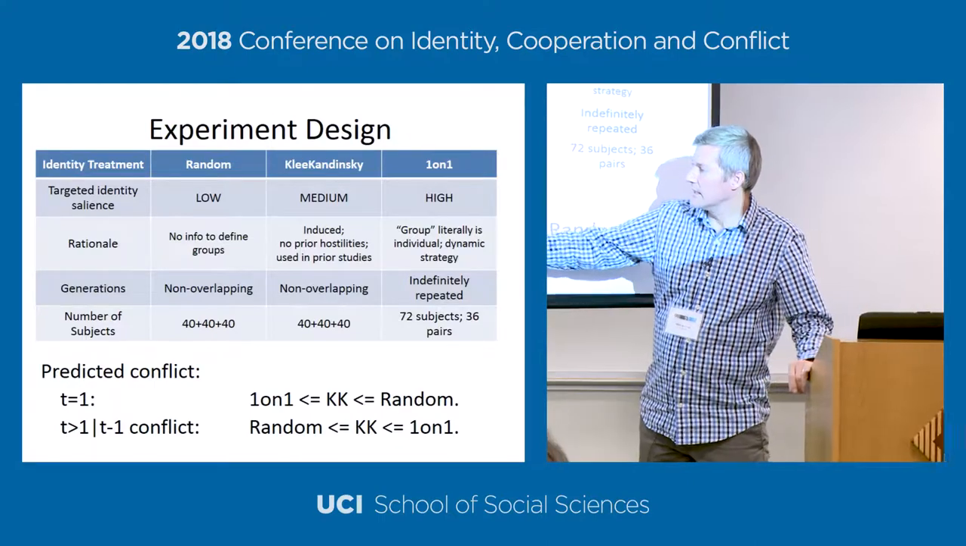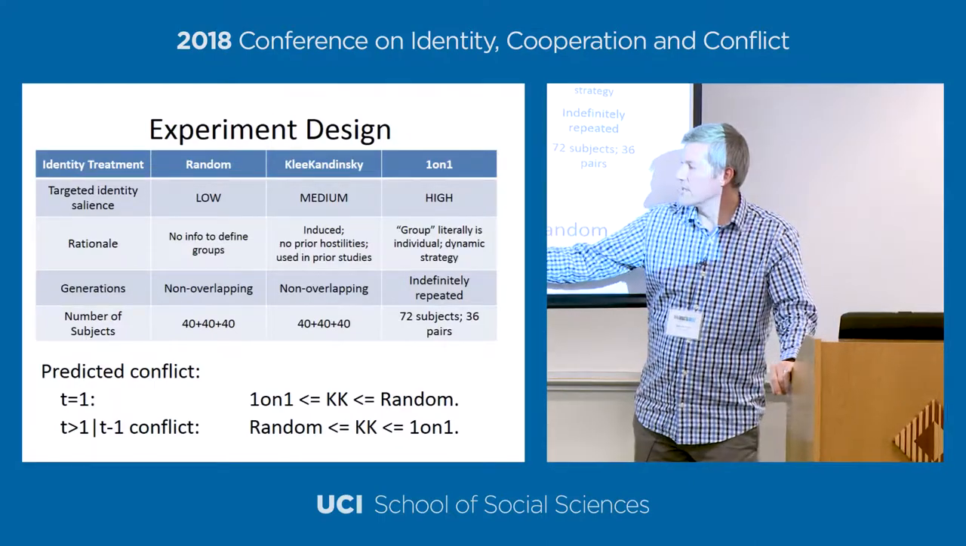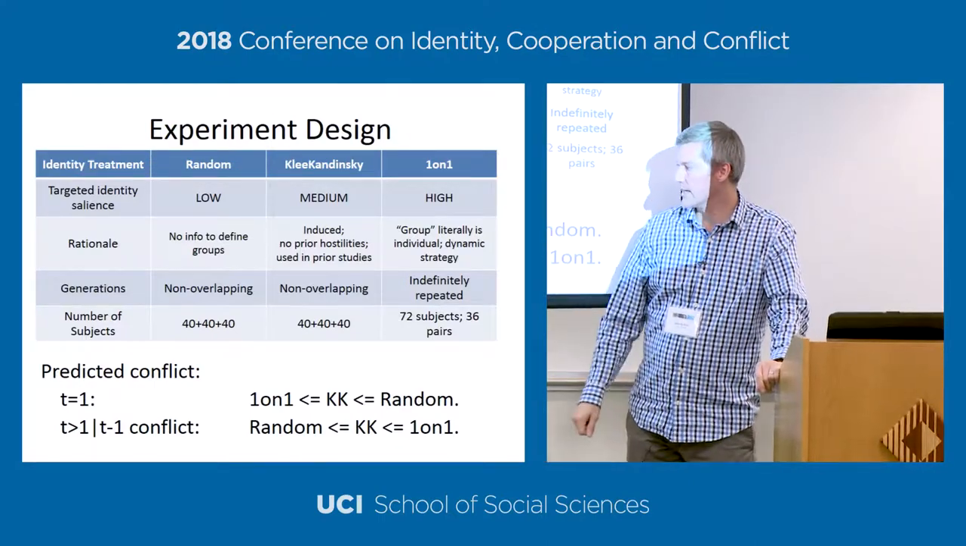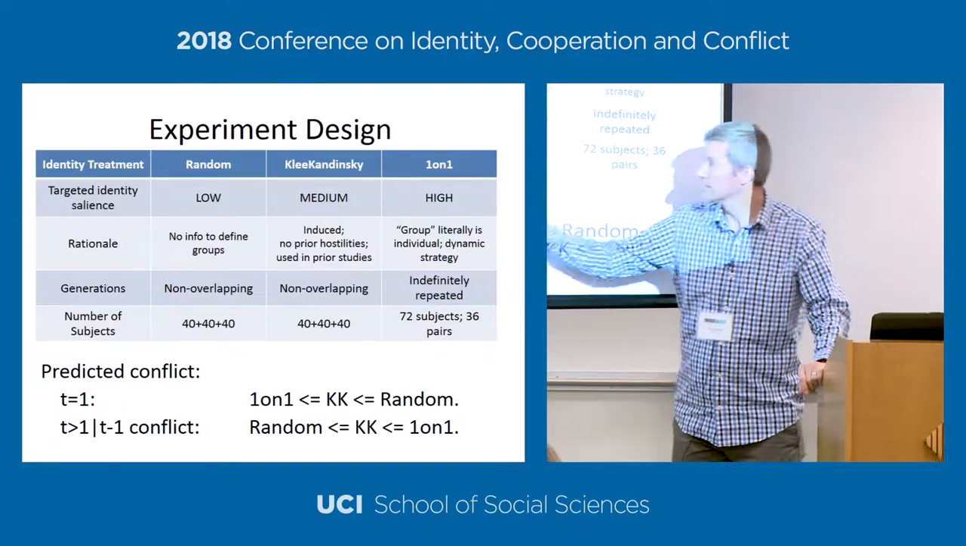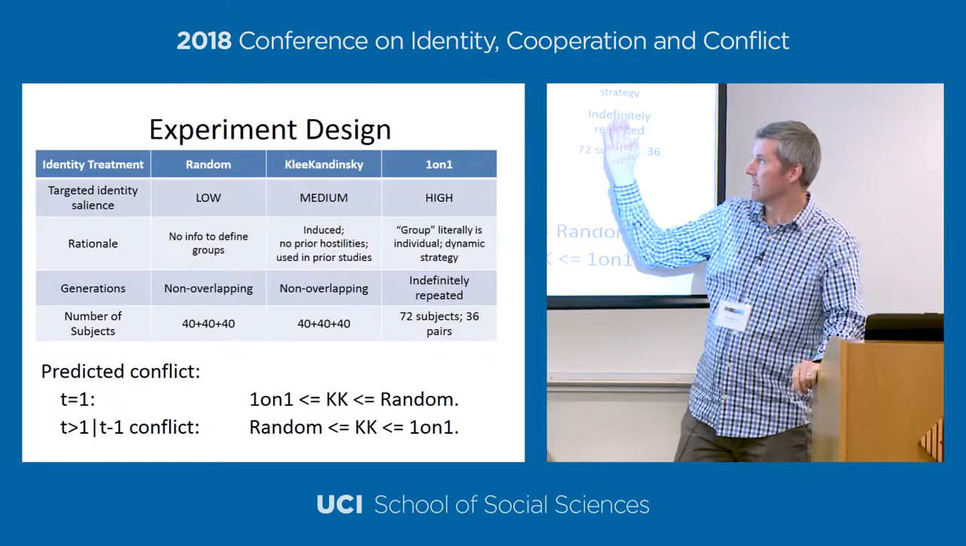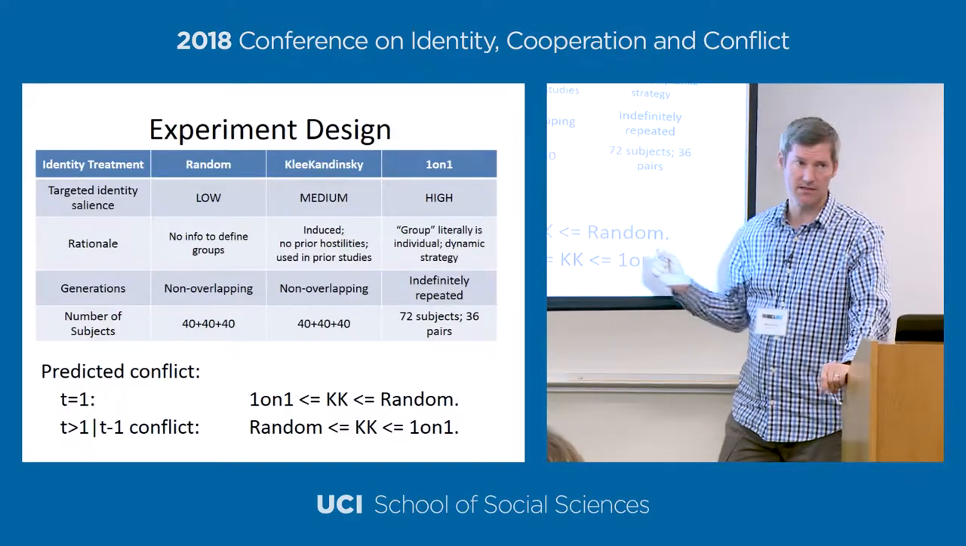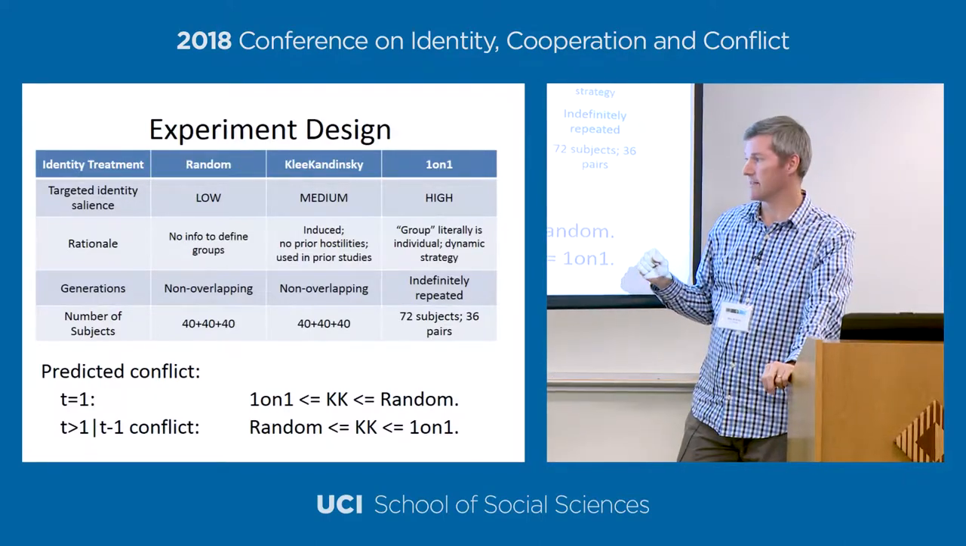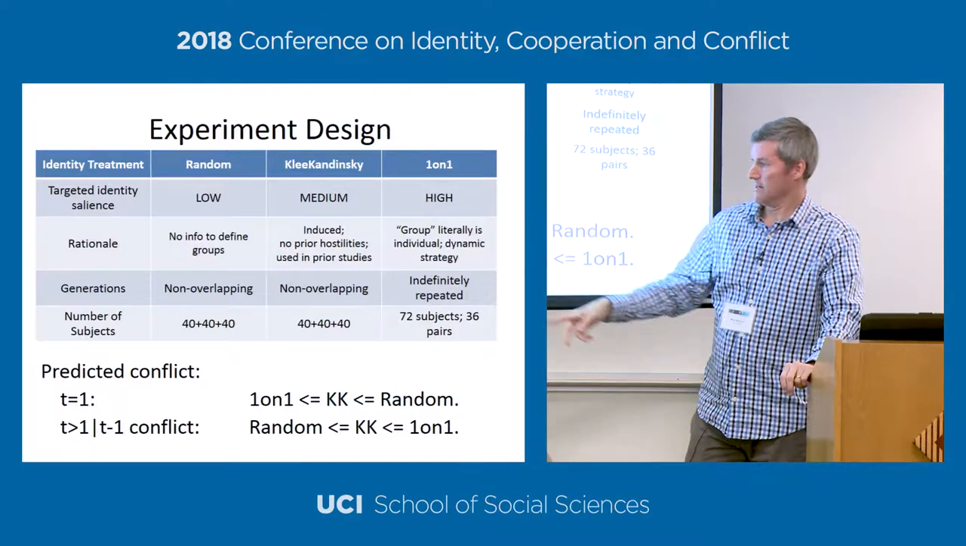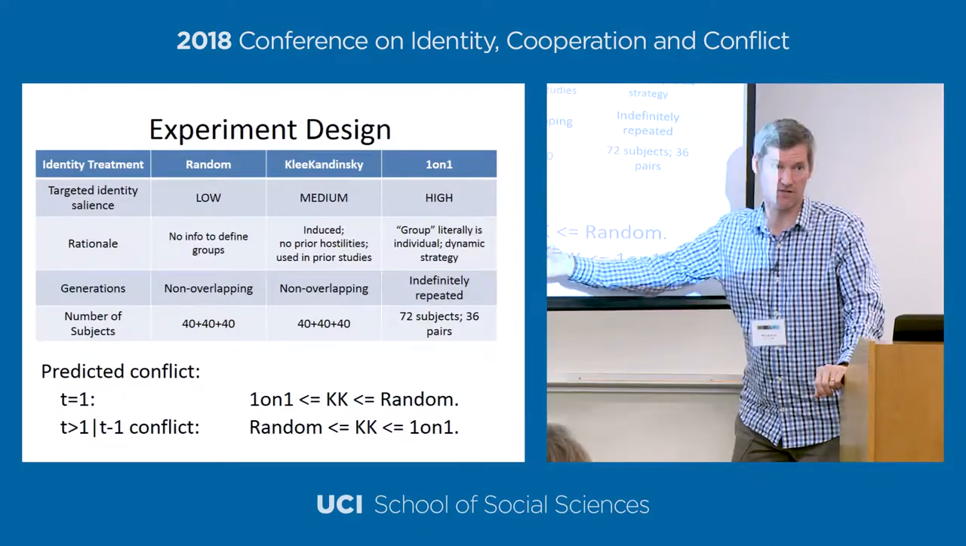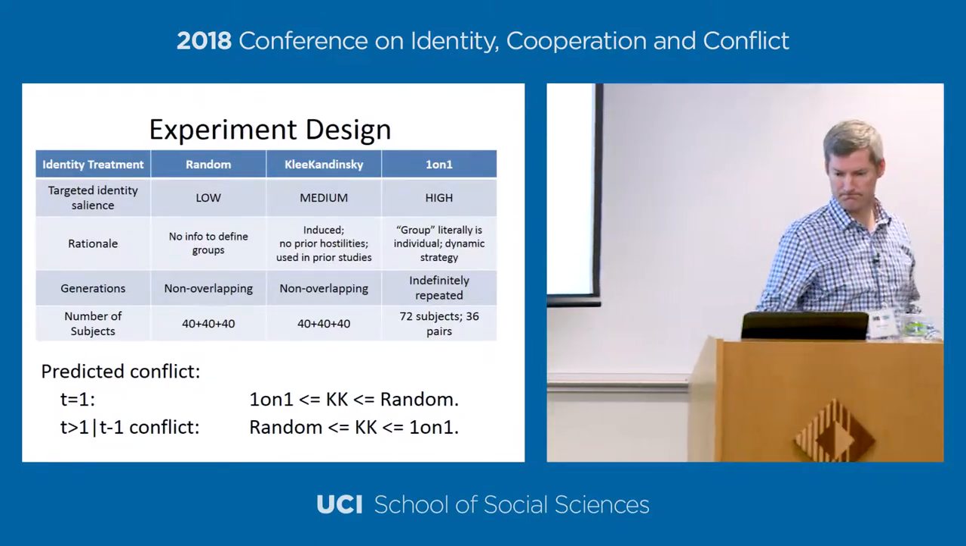We're predicting in the one-on-one, in first period, the least amount of conflict with the really strong identity, and that there's some kind of ranking going in the inverse order of the identity salience. But the continuation of conflict should be the opposite.